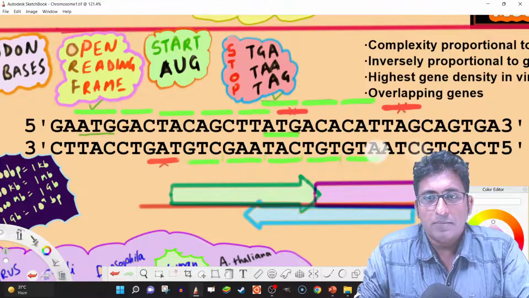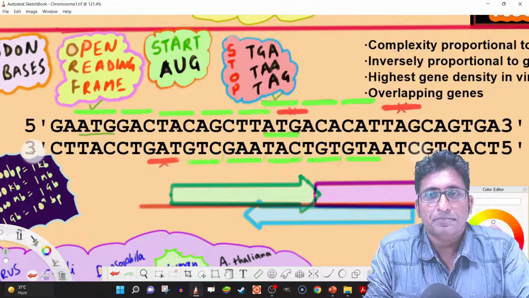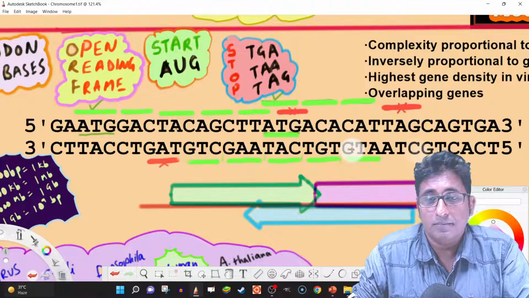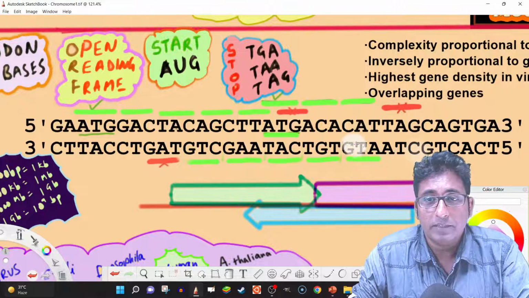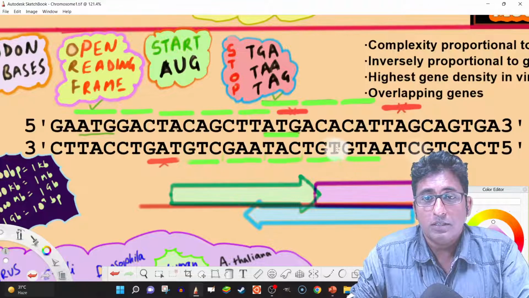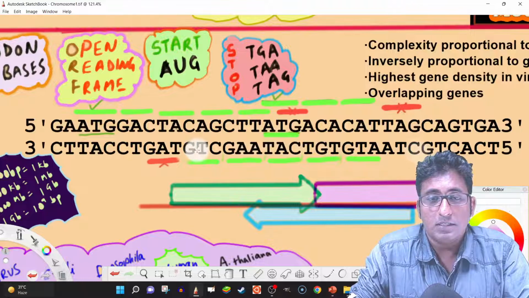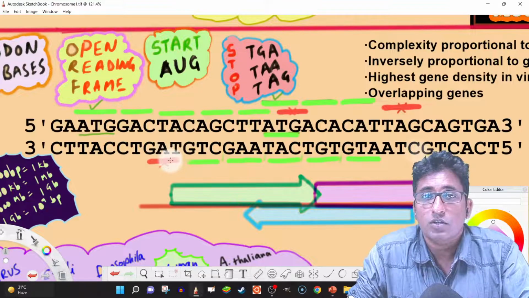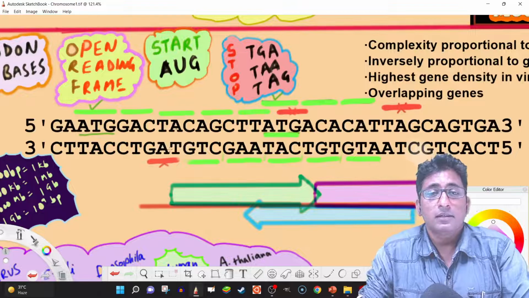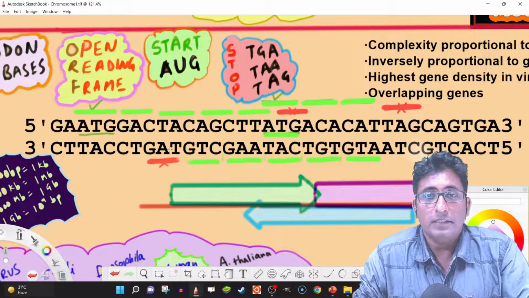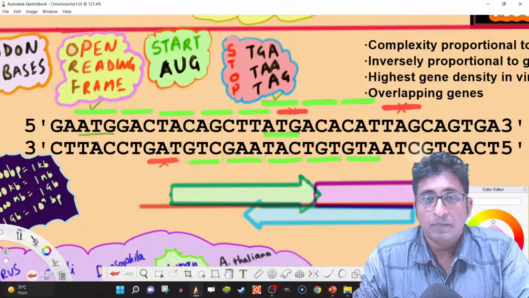That is 5' to 3'. And if we look for ATG and open reading frame, we can see this ATG, TGT, CAT, AAG, GTC, and TAG, which is a stop codon. So in this small stretch of DNA, we have 3 open reading frames.